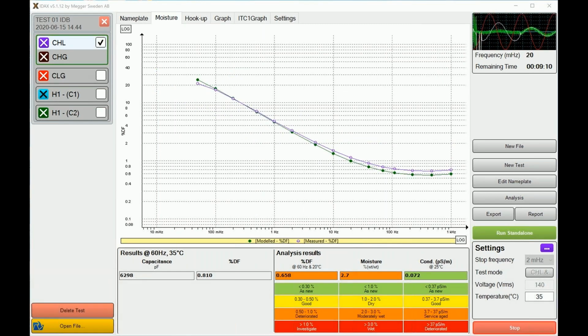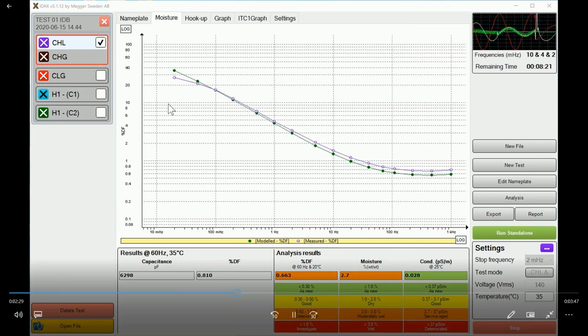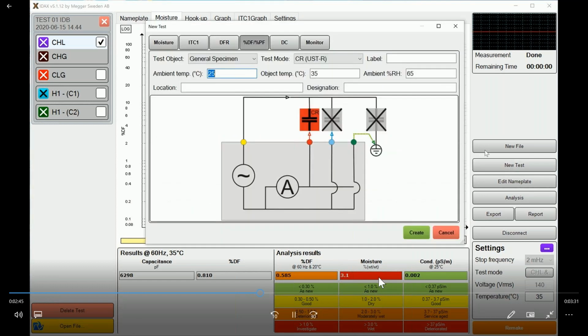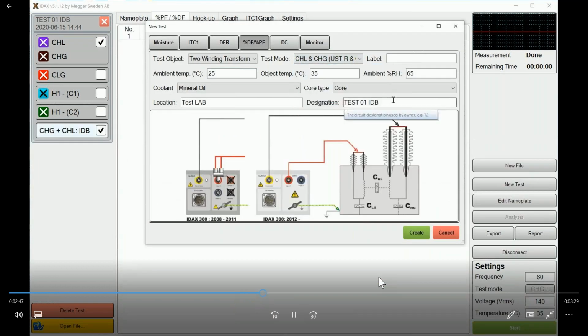And now, as soon as you cover a certain portion of the frequency range, right? You see all the changes that are going on in the system, right? The measured frequencies and the time, till you get the final dielectric response, and immediately you get the assessment on the bottom. What else can you do with the Idax unit?